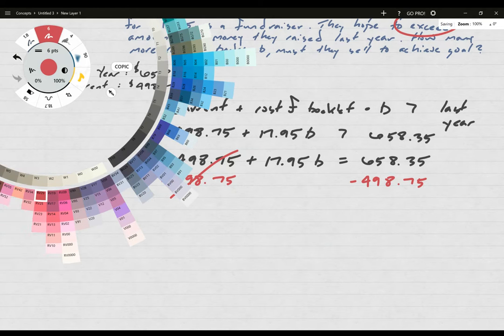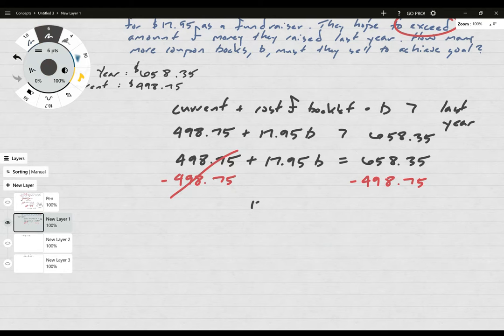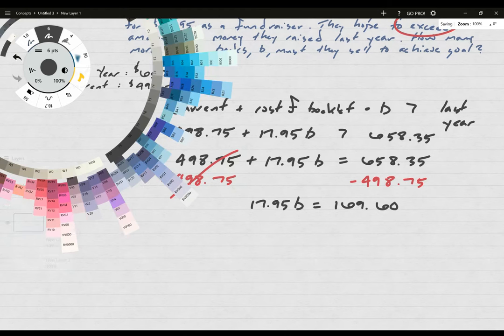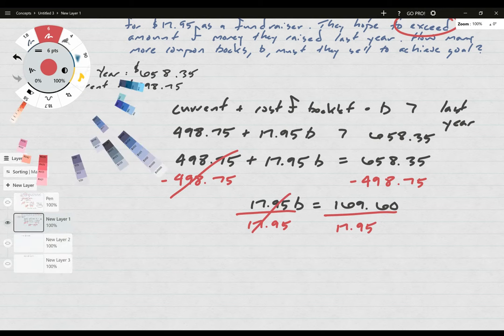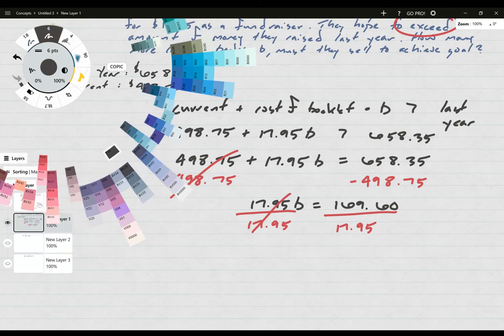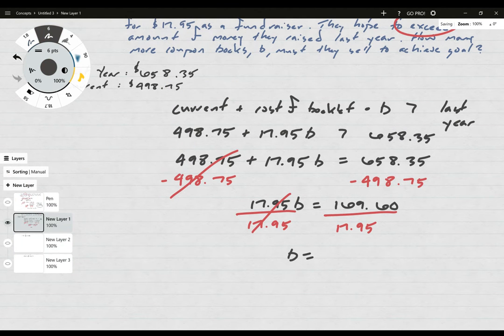So what I have left over is 17.95 multiplied by b equals 169.60. So I used the inverse operation of addition to cancel out my positives. Now I need to use division to solve for b, because the inverse operation of multiplication is division. That equals 1, so that cancels out. So all I have left is b. So now I need to divide.